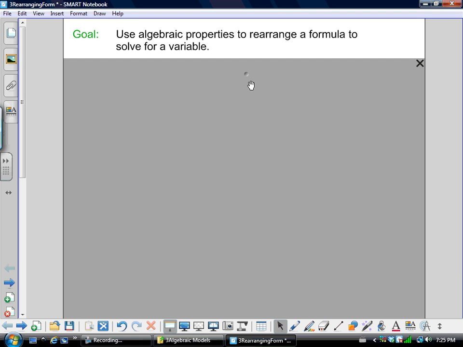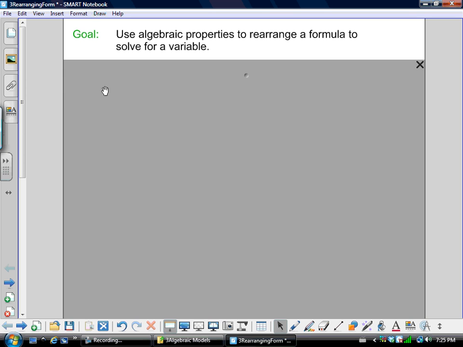All right, so what we're looking at now is using algebraic properties to rearrange a formula to solve for a variable. This is something that you would have done in previous years, but it was something you hated. You even hate it when it's in science because when you're rearranging a formula, you're usually rearranging a whole bunch of variables. So sometimes there's not a whole lot of numbers to work with.